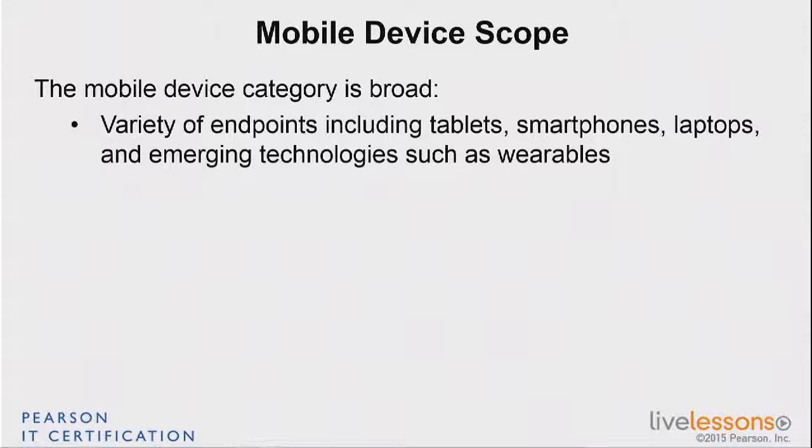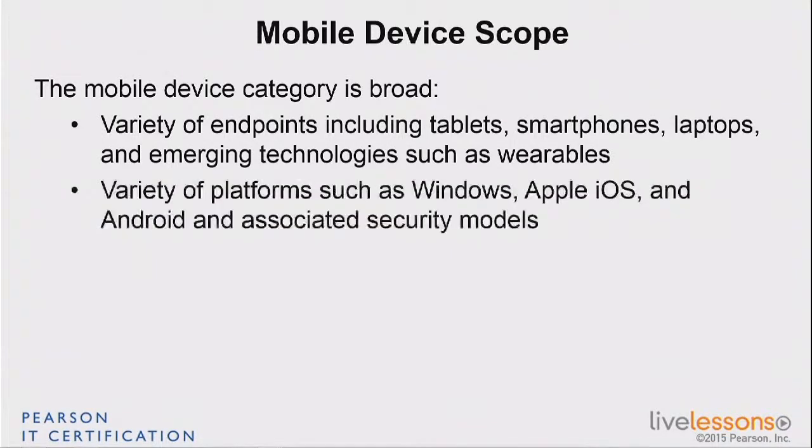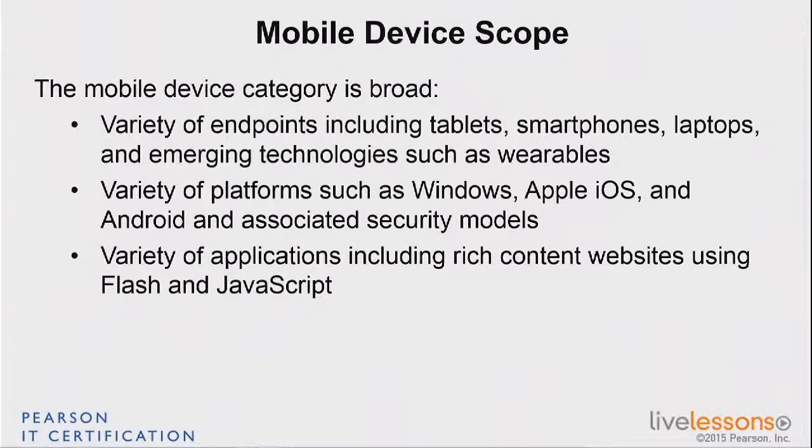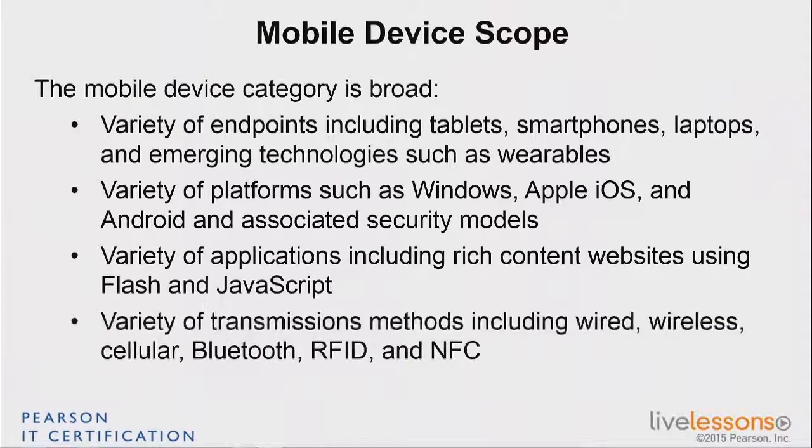And our mobile device category is really broad. When we're talking about mobile devices, we are talking about a wide variety of endpoints. They could be tablets, smartphones, laptops, even some of the emerging technologies such as wearables. And they're on a variety of platforms. They may be Windows, Apple iOS, Android, and there could be others, with different security models associated with each of those platforms. A variety of applications, including rich content websites that might use Flash or Java, or programs that are being written almost on a daily basis. And there are a variety of transmission methods, including wired or wireless, cellular, Bluetooth, RFID, and NFC. So when we start talking about mobile vulnerabilities and how to secure the mobile environment, it's really this incredibly diverse environment that you are coming face to face with.